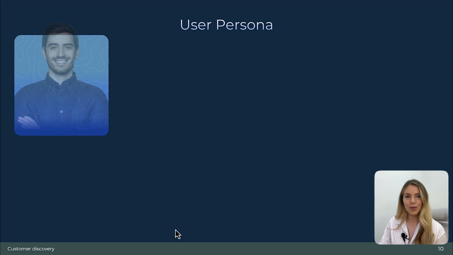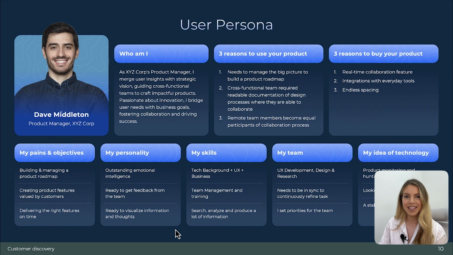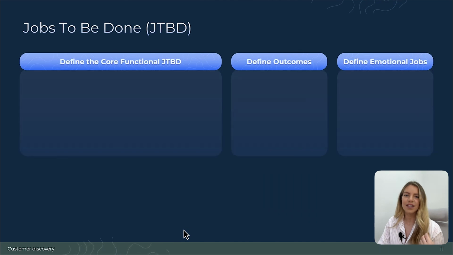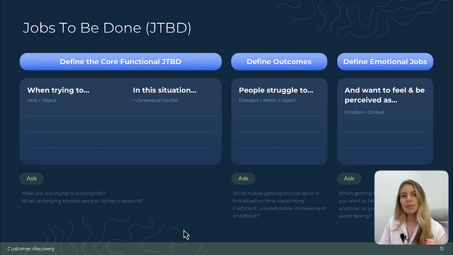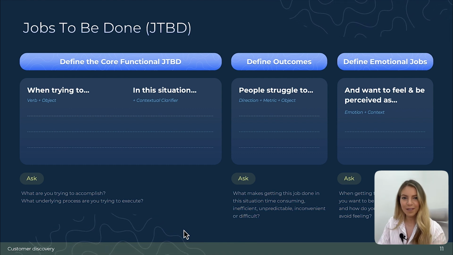Along with this, build user personas to get a clear picture of who your target audience is. This detailed fictional character represents key segments of your target audience. One key concept here is the jobs to be done. This is about understanding what jobs your product is hired to do for your users. Knowing this helps your team focus on the right features.